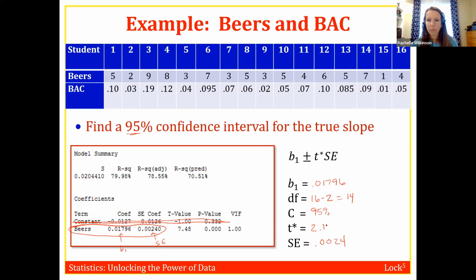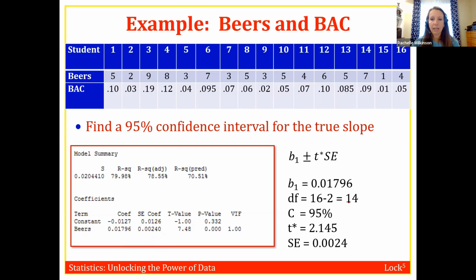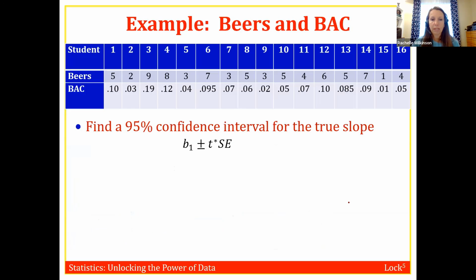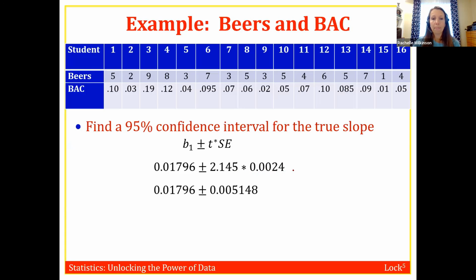So T star is 2.145. All right, so now I basically have everything that I need, and I can go ahead and start plugging these numbers in. So I'm going to take the B1, which is 0.01796, plus and minus my T star, which is 2.145, times the standard error, which was 0.0024. Multiplying out the right-hand side, the 2.145 times the 0.0024 gives me 0.005148. That's my margin of error.